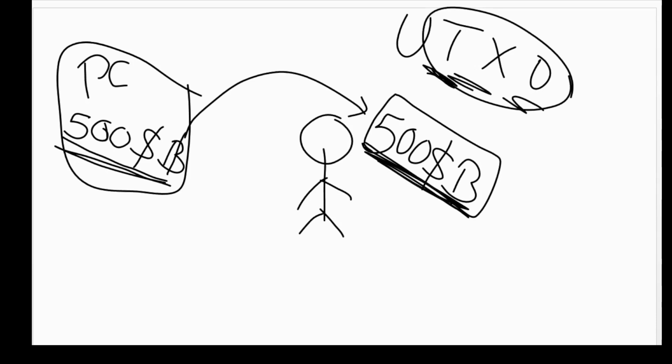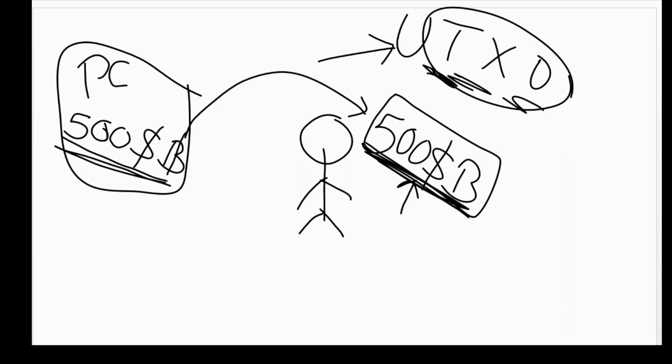Now let's look at the meaning of the U, that is unspent. What does unspent mean? It means this $500 Bitcoin is in your account and you have not spent it. Logically, it means that. So it will be called a UTXO until and unless you spend it on something else.